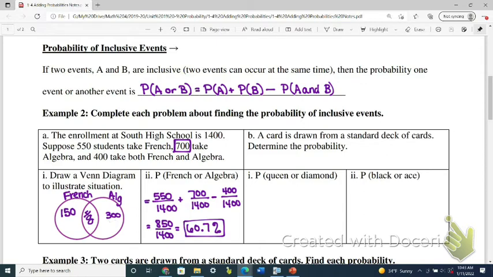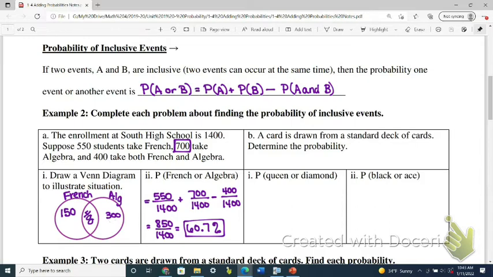So a card is drawn from a standard deck of cards. Determine the probability of a queen or a diamond. So the thing I want to look at is, can I get a diamond that is a queen? Those are double counted. The answer to that is yes. Therefore, they are inclusive events.